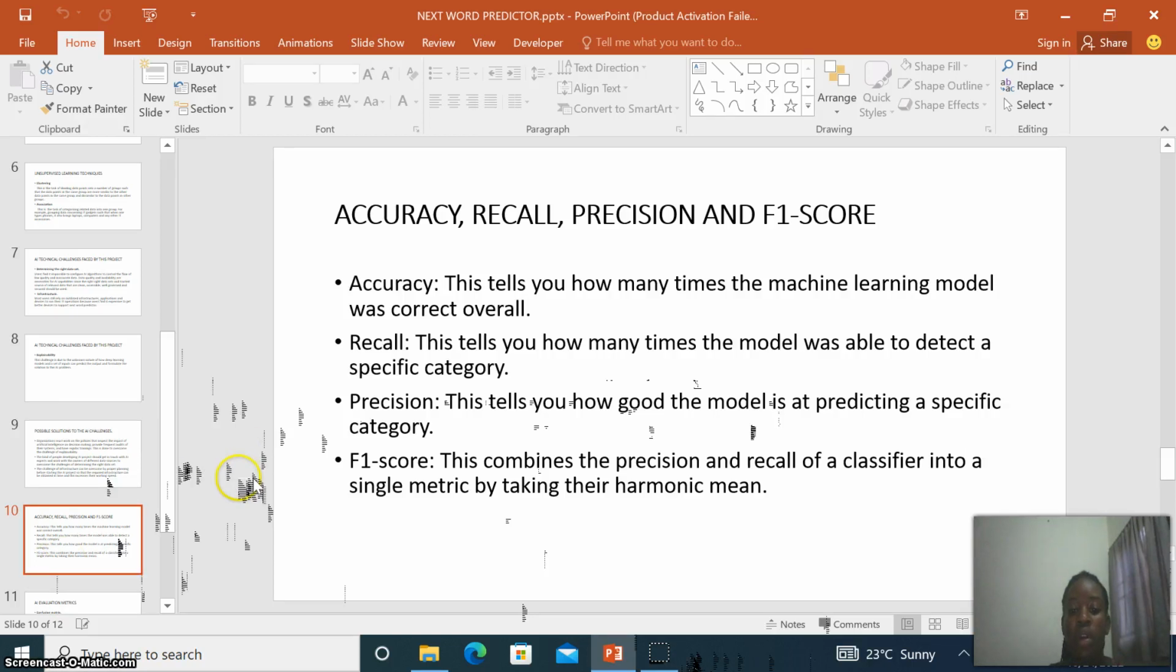Then recall tells you how many times the model was able to detect the specific category. And precision tells you how good the model is at predicting a specific category. And the F1 score combines the precision and recall of a classifier into a single metric by taking their harmonic mean.